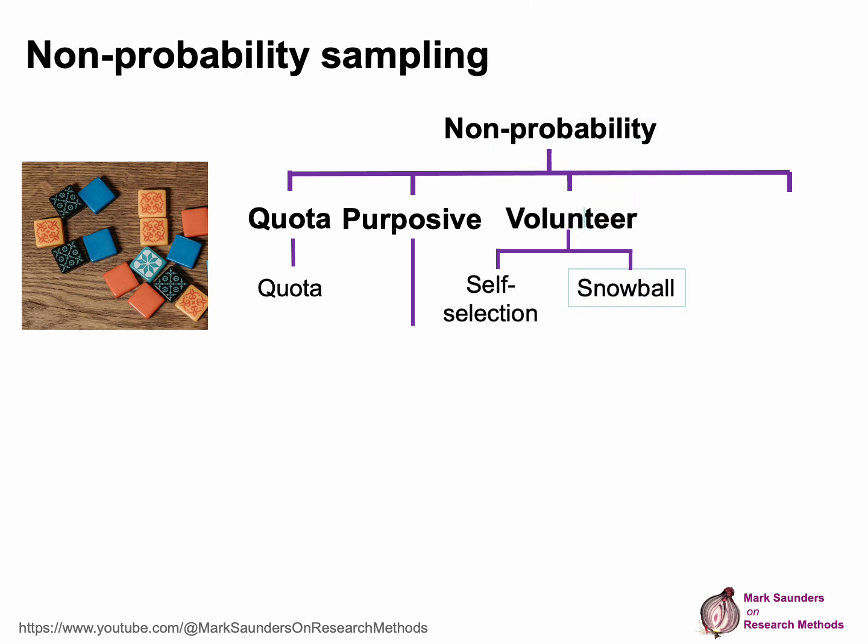Then we have volunteer sampling. This is where our sample either self-selects, or alternatively we use a snowball where we find the first person in our sample and then ask them to find the next person, and so on. So it's like a snowball and it grows. And finally we have what is known as haphazard sampling, and this is basically where you take whatever sample is most convenient, and it's very rare that haphazard or convenient sampling is the best way to select your sample.